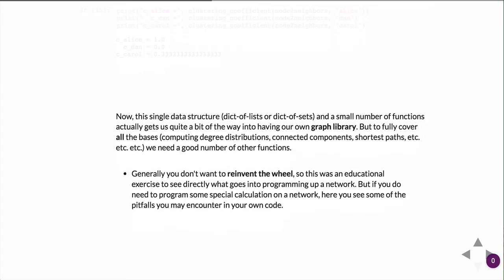So now with just our single data structure, which was a dictionary of lists or dictionary of sets, and our functions, we really have our own graph library. There's a lot more we need to do though. So computing degree distributions, components, shortest paths, and we need to write a lot more functions. Generally, when we're programming, I try to avoid reinventing the wheel and building things that have already been done. So we saw what goes into programming a network, but if we want to do some special calculations, it's going to get more and more complicated, and we might have made a few design choices that weren't ideal. So let's look at an alternative.